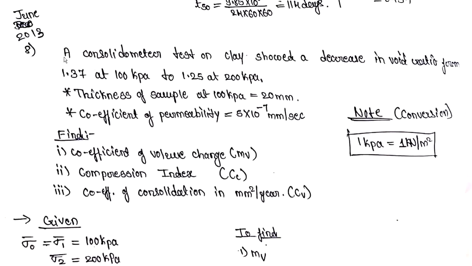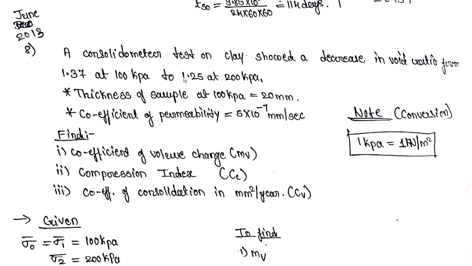So you can see here it is from June 2013. A consolidometer test on clay showed decrease in void ratio from 1.37 at 100 kPa to 1.25 at 200 kPa. Means void ratio was decreased from 1.37 to 1.25 with increase in stress, or load, which we apply, that is from 100 kPa to 200 kPa. This was the increment in load or stress which we apply.